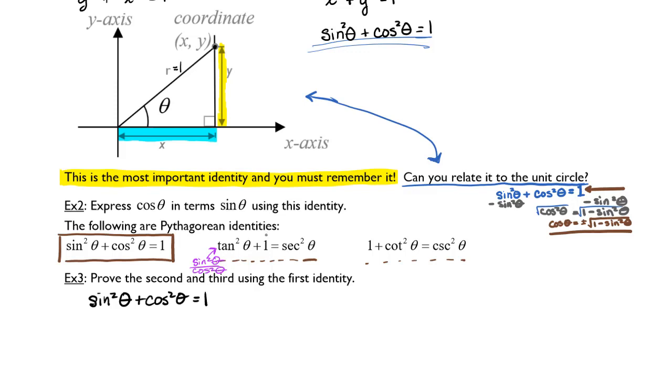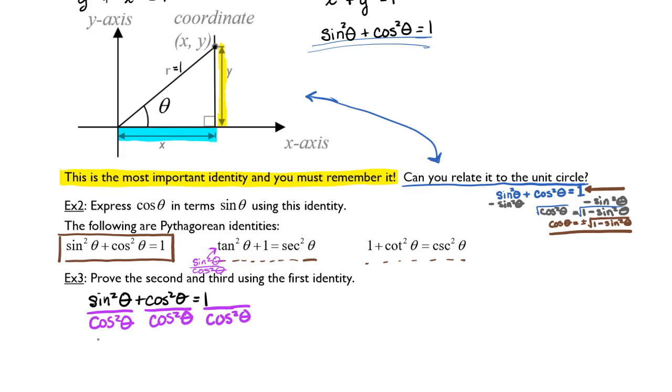And so if I have a sine squared theta in my first identity, then I'm going to divide that sine squared theta by something that will make a tangent squared theta. That means I need to divide by cosine squared theta on both sides. So I'll divide all the terms on the left of the equal sign by cosine squared theta, and on the right side by cosine squared theta.